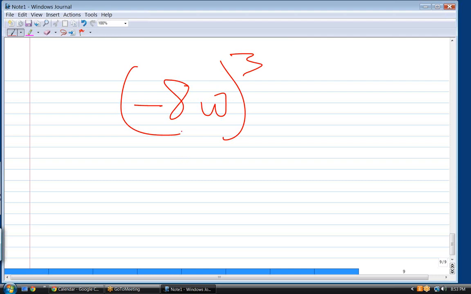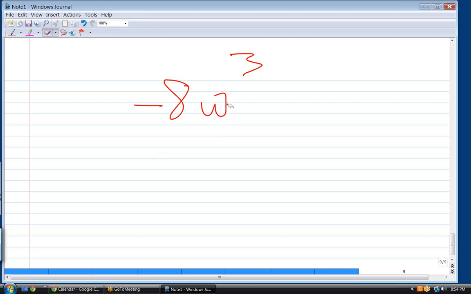It depends on where the parentheses are. If I remove those parentheses, it's a different expression. Now it's -8 times W cubed, whereas if I put parentheses, it's -8W, all of it cubed. So I would have to cube the -8 and the W. Parentheses make a huge difference when you're dealing with exponents.